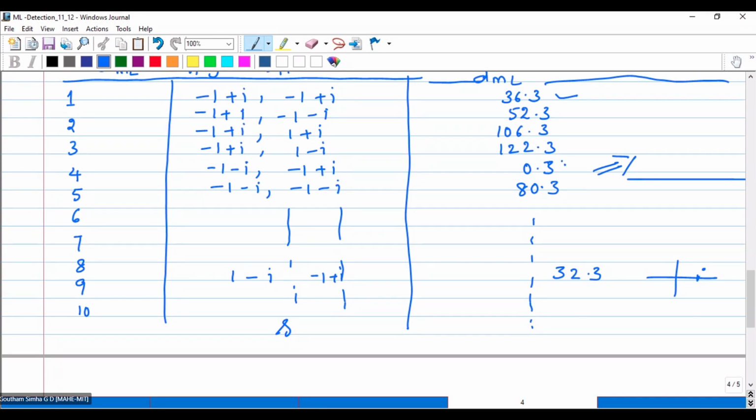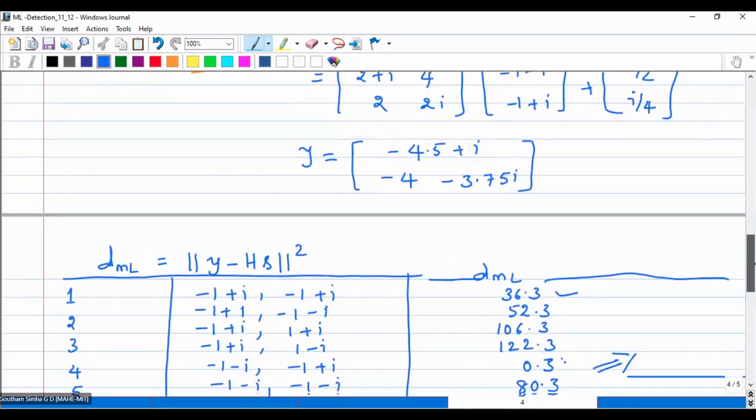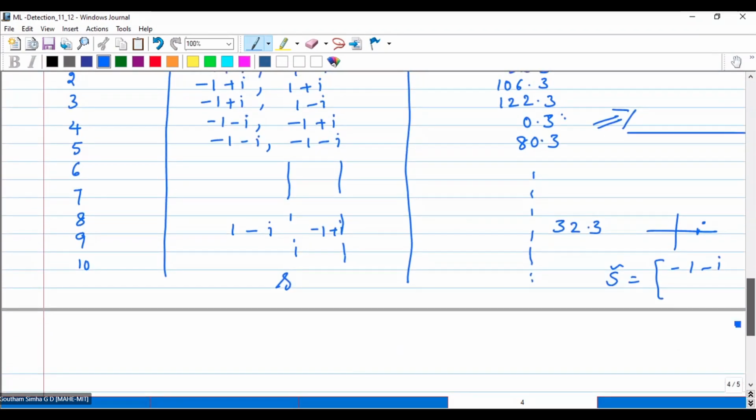If you observe this, the DMML would be around this 0.3, whatever you have received. If you calculate that, the fifth DMML will be approximately 0.0042, which becomes the smallest one. Then you can write it in terms of S estimate or S tilde. The estimated symbol would be minus 1, minus i, and minus 1 plus i as the symbol that has radiated. Similarly, you understand the difficulty here.